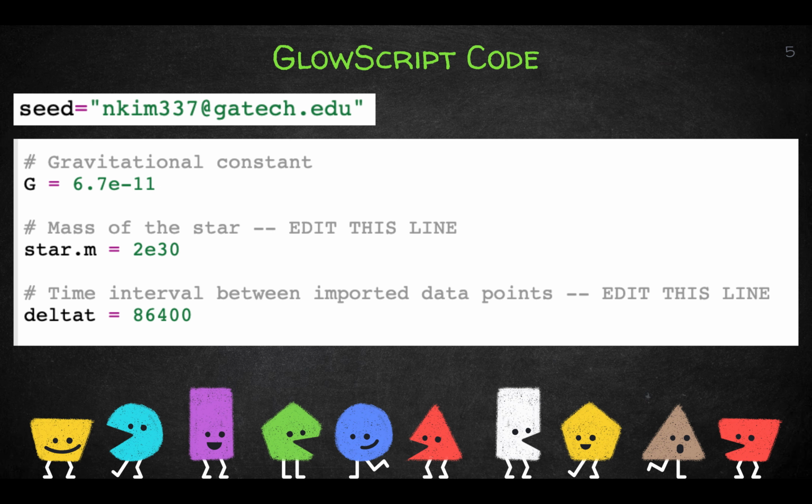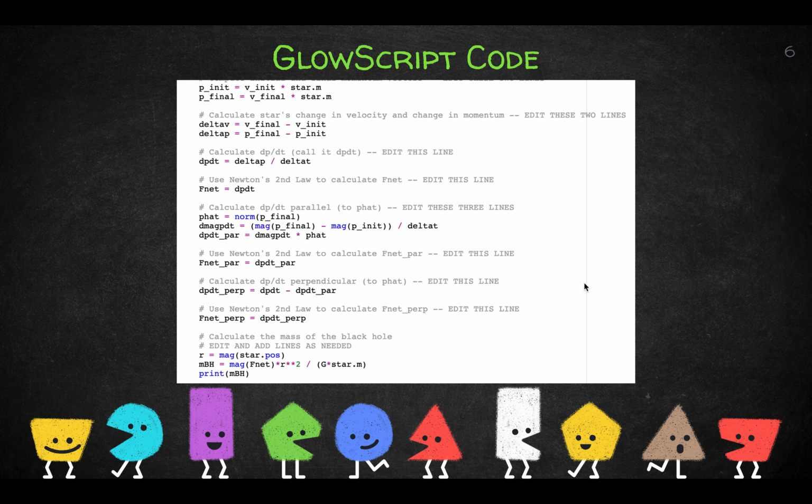For my code, I adjusted the seed line to get my specific trajectory, and I adjusted the mass of the star to be 2 times 10 to the 30th kilograms, and I adjusted the delta t to be the number of seconds in 1 day, which is 86,400 seconds. In my code, I solve for the final and initial momentums by multiplying the star's mass by its initial and final velocities. With those values, I found delta v and delta p right here. And using delta p, I found dp dt, which was equal to delta p over delta t. And with Newton's second law, I could equate the net force to the dp dt.